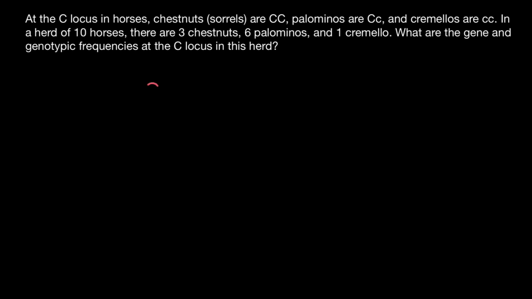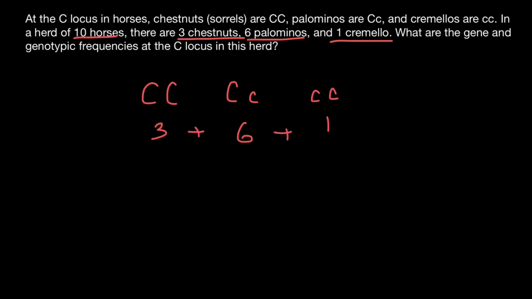So we have 3 genotypes: homozygous dominant, heterozygous, and homozygous recessive. Now let's find how many belong to each genotype. We have 3 chestnuts, and we have 6 palominos, which are heterozygous, so we put 6 here, and 1 cremello, which belongs to the homozygous recessive genotype. The total number of horses is 10, so we can add these 3 numbers and we get 10.